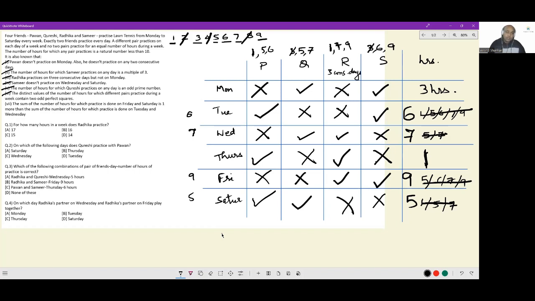For how many hours in a week does Radhika practice? Radhika practiced for 1 plus 7 plus 9, 17 hours. On which of the following days does Qureshi practice with Pawan? Q and P. It is on a Saturday.